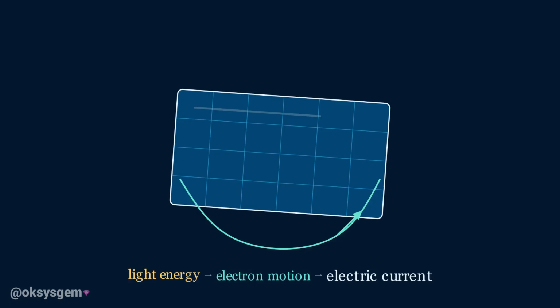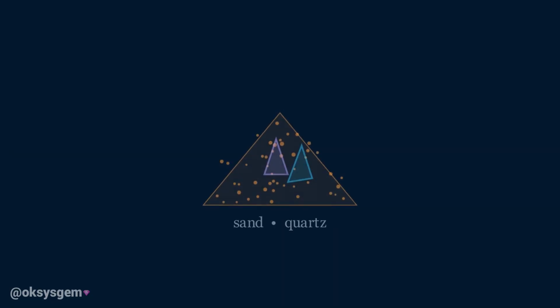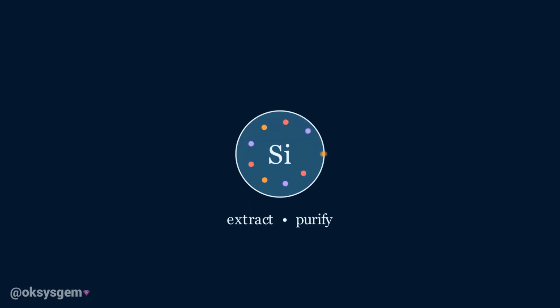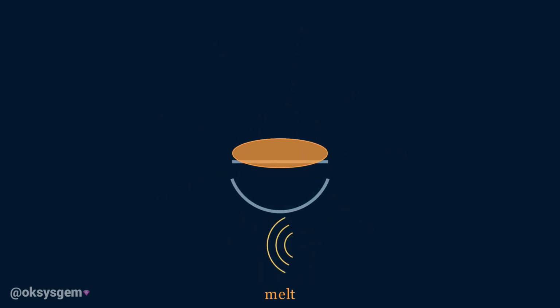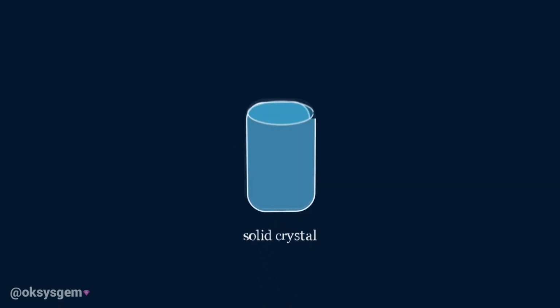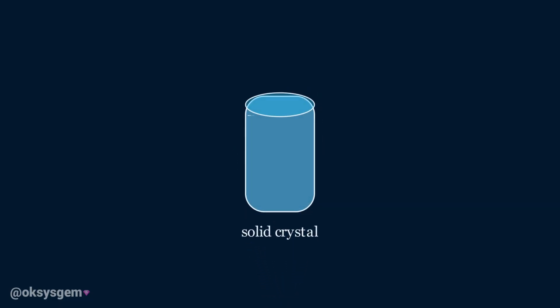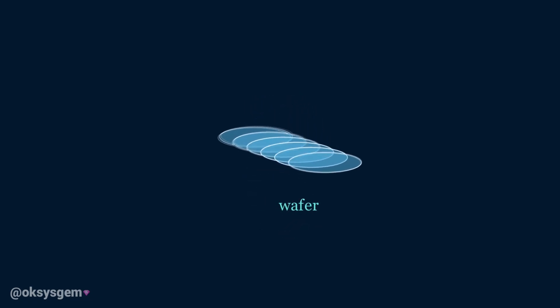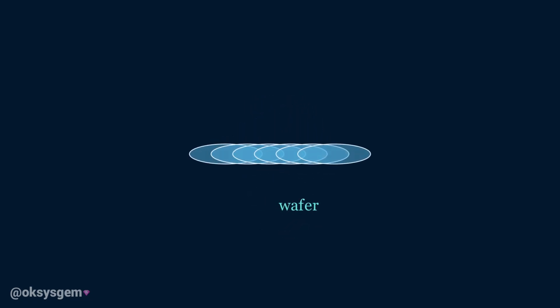Most solar cells are made primarily from silicon. Silicon is one of the most abundant elements in Earth's crust, and it is found in materials such as sand and quartz. However, ordinary sand cannot simply be placed inside a solar panel. The silicon must be extracted, purified, melted, and carefully formed into solid crystals. These crystals are sliced into extremely thin pieces called wafers. A wafer forms the basic foundation of an individual solar cell.